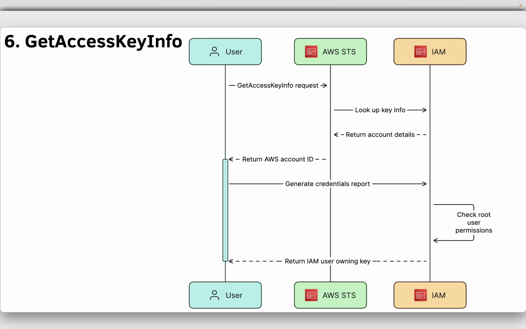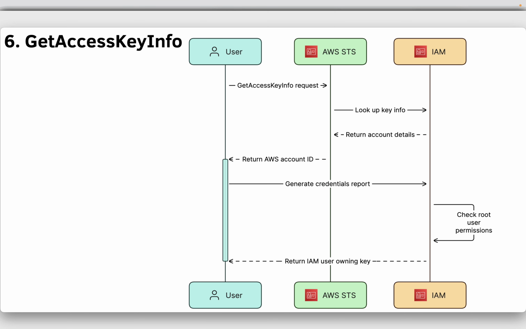Sixth one is get access key info, and this returns the account identifier for the specified access key ID. An access key consists of two parts: an access key ID and a secret access key. For example, when you create an AWS profile using the CLI, you get an access key ID and a secret access key. And when you pass an access key ID to this operation, it returns the ID of the AWS account to which the key belongs.